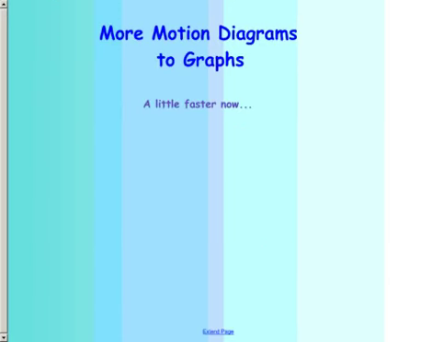Let's go a little faster now. Let's do one where someone walks just like before, but then they stop and stand for a little while, and then they start walking again. Now I want you to jump to the motion diagram, the dot diagram, and then draw the graph. Go ahead and give that a try.